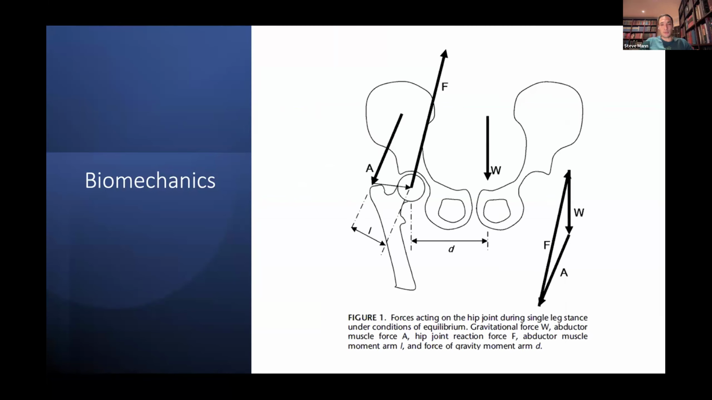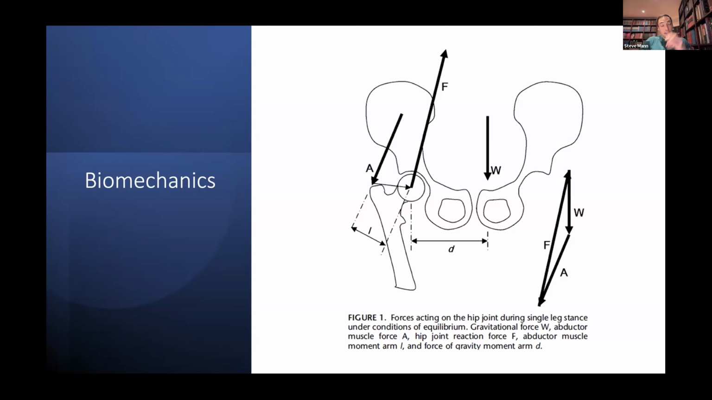If we're going to talk about biomechanics, we have to have a free body diagram. And so, this is a simplified schematic of the forces that act across the hip joint. So, you've got W, which is the body weight, and A, which is the pull of the abductors. And then counterbalancing them is F, the joint reaction force. And so these three vectors sum to zero.